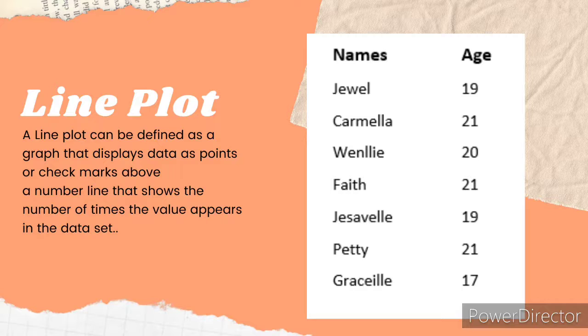Here we have the names of students as well as their ages. Thinking about how many students of each age do we have? Now we will proceed to doing a line plot.